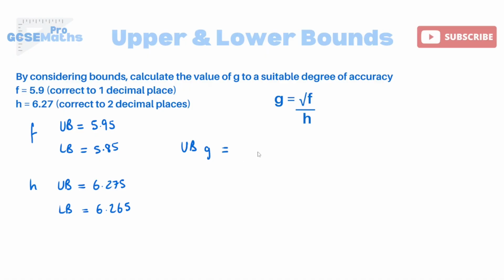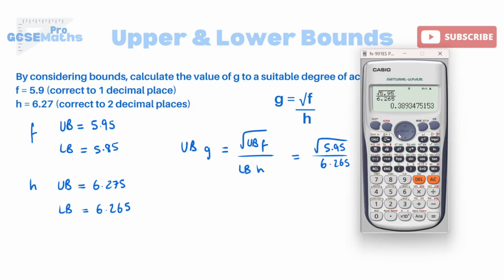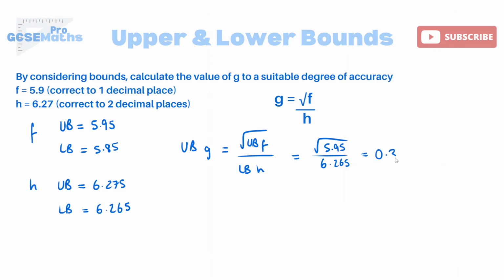So the upper bound of g, to get the biggest possible answer, I would need to have the biggest possible numerator and then divide by the smallest possible denominator. So I need to do the square root of 5.95 over 6.265. As you can see, I get loads of decimals, so I'm going to write down probably 4 or 5 decimal places, 0.38934-ish.